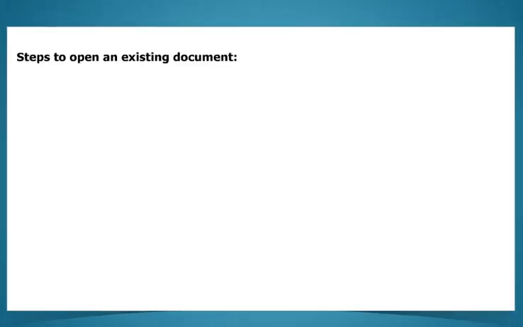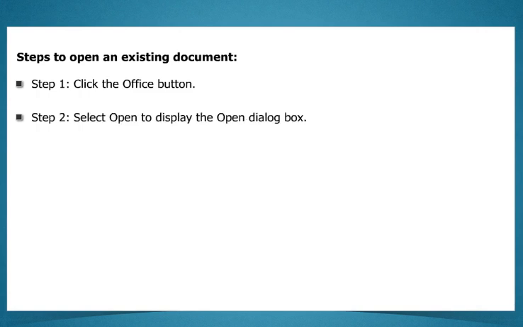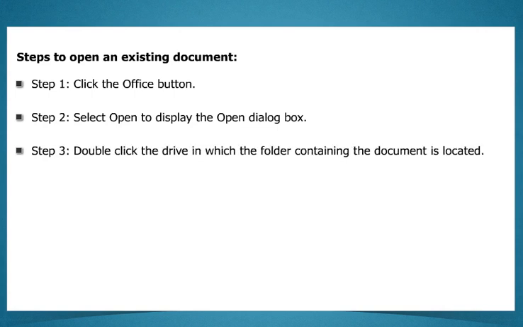To summarize, let's see the steps below to open an existing document. Step 1. Click the Office button. Step 2. Select Open to display the Open dialog box. Step 3. Double-click the drive in which the folder containing the document is located.